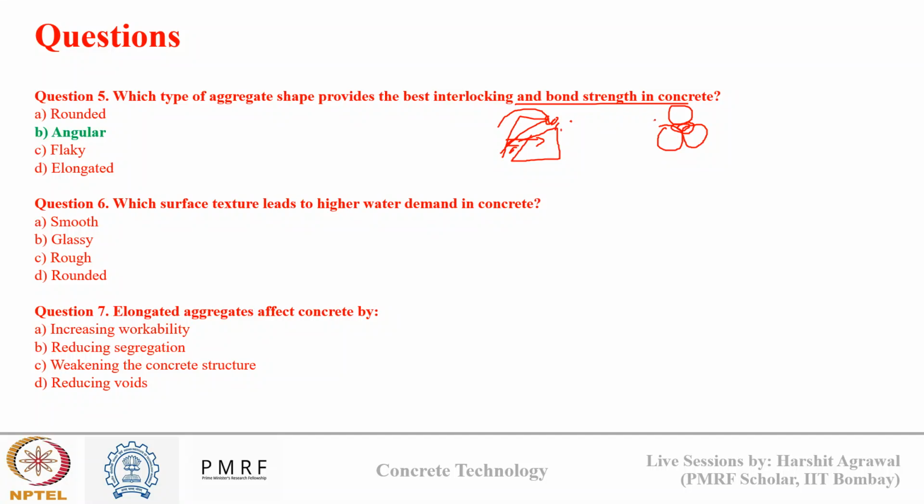Okay, and if cement is not available to completely surround all the aggregates properly, then the strength of concrete will be compromised because of the presence of these pores, which will be a problem. So when we talk about interlocking and bond strength of concrete, angular aggregates are preferred. Okay, which surface texture leads to higher water demand in concrete?